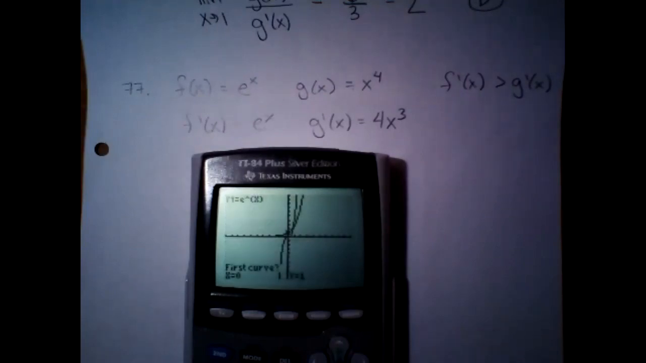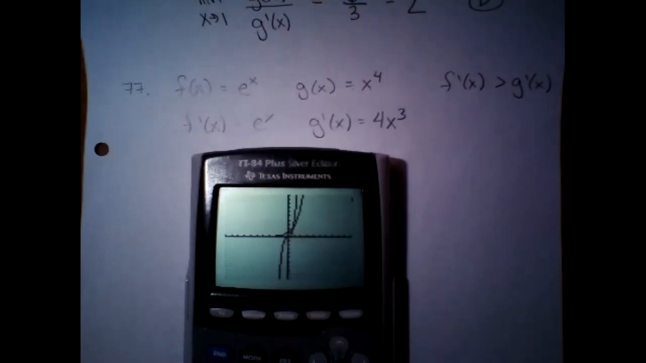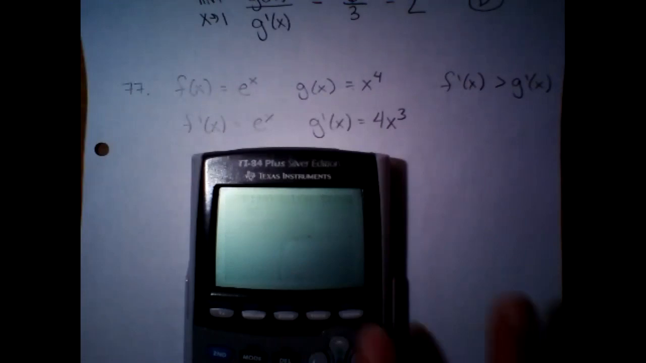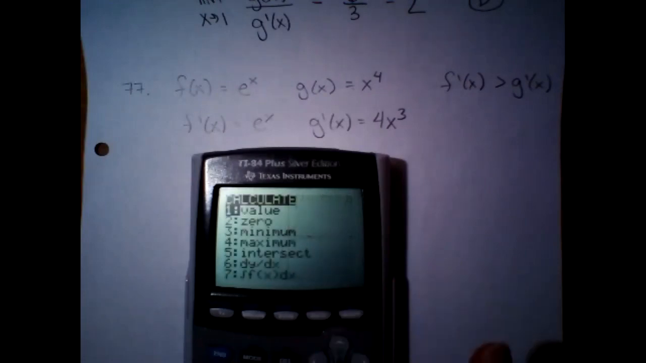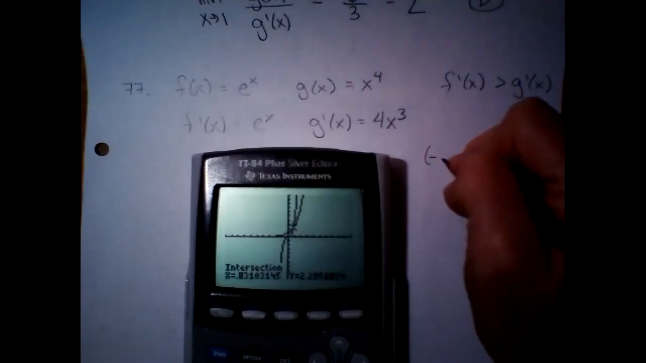Intersect. First curve, enter. Second curve, enter. Guess. The cursor is close enough to the intersection, so I'm just going to hit enter. Oh, did I hit the wrong thing there? I must have done the wrong button. Intersection. First curve, second curve. Guess. There we go. I'm so sorry. So we want everything from negative infinity up until 0.831.